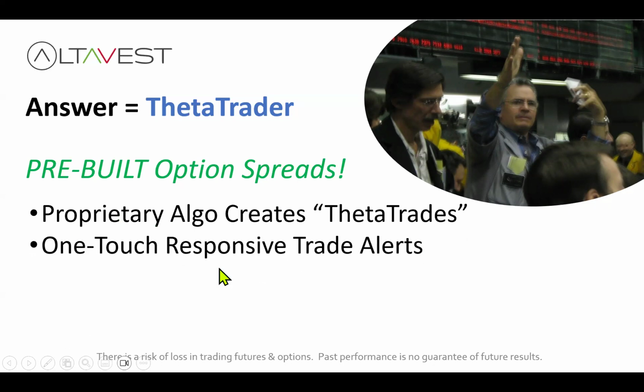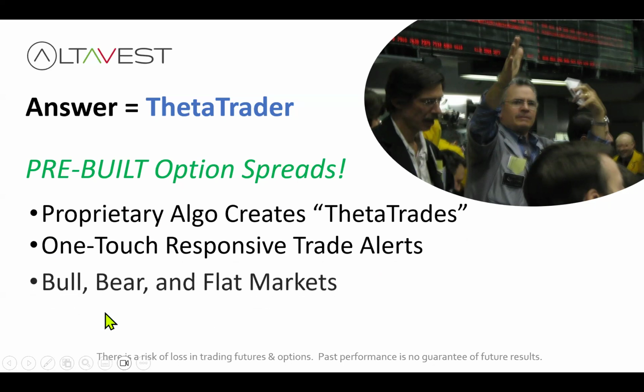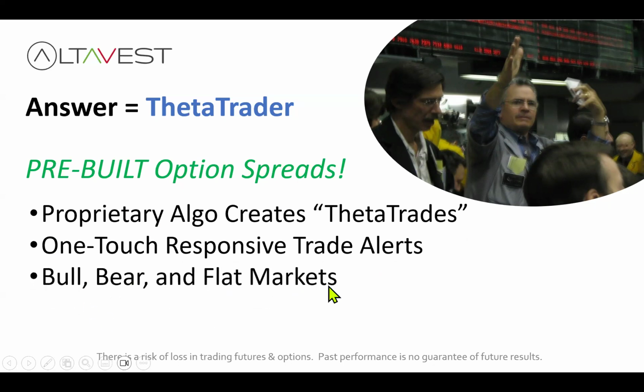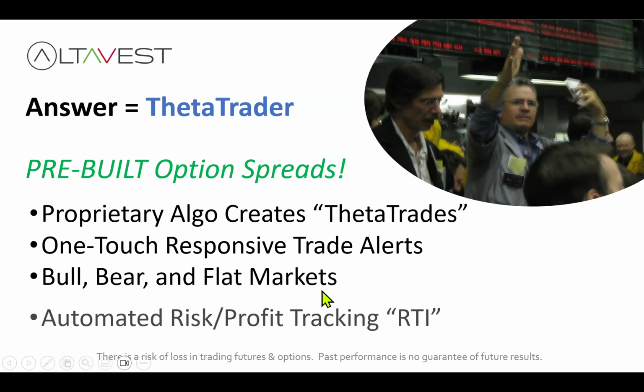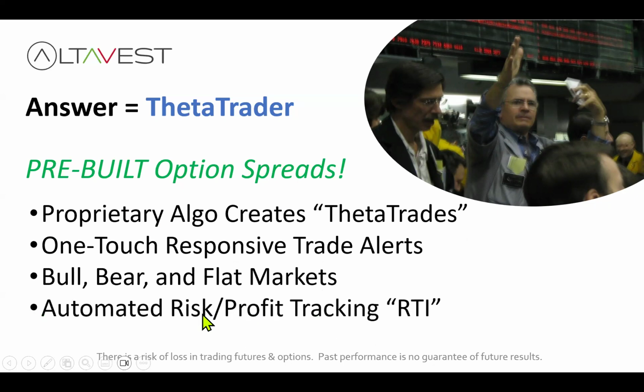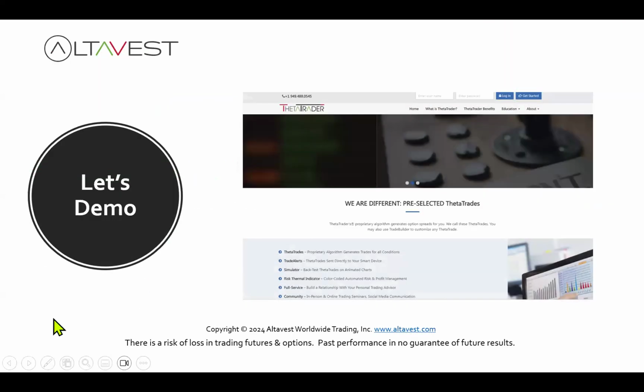They include one-touch responsive trade alerts, I should say, and you can have strategies for bull, bear, and flat market conditions. Automated risk and profit tracking, something called the risk thermal indicator, or the RTI. It's a good picture down on the trading floor with some of our floor traders down there a few years back. So with that said, we're going to jump into the demo, and let me switch screens so we can take a look at Theta Trader.